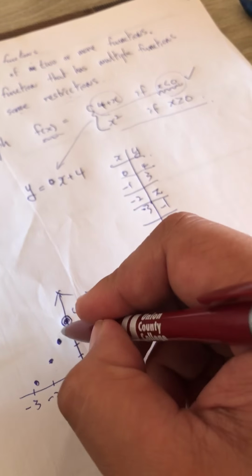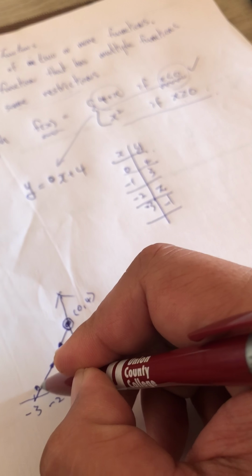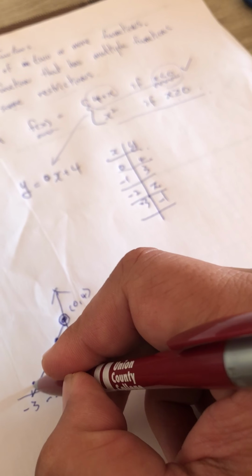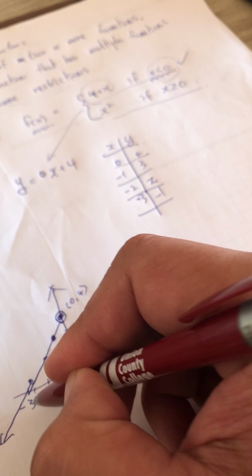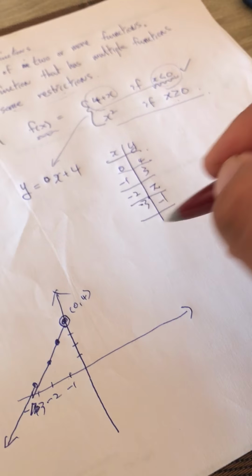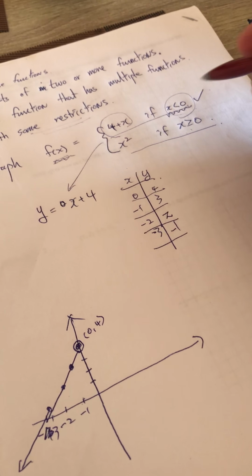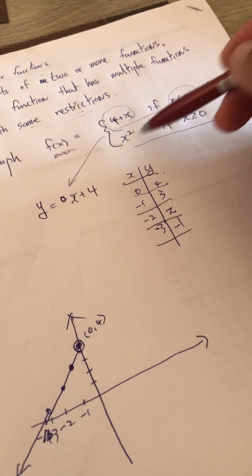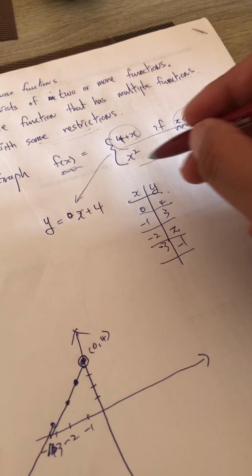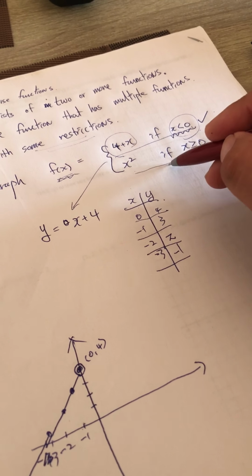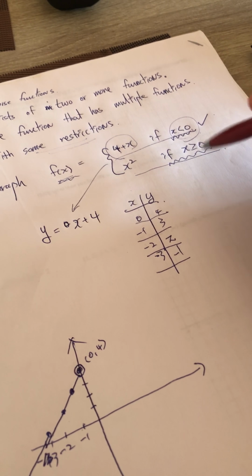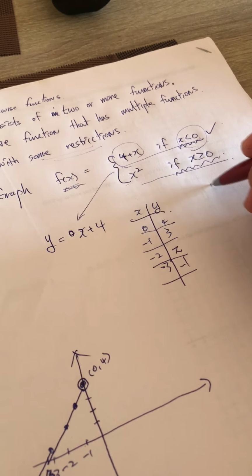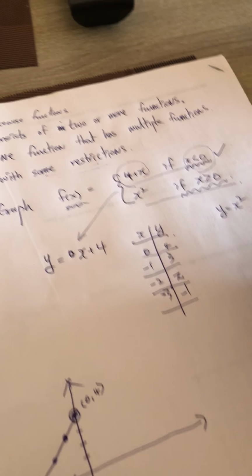Well, it's not really accurate, but you get that idea, right? So here must be -3. So we just sketched 4 plus x. Now, the second one, simply x squared. Again, here are the restrictions for that particular function, sub-function, so we call it. So here is, we get that.